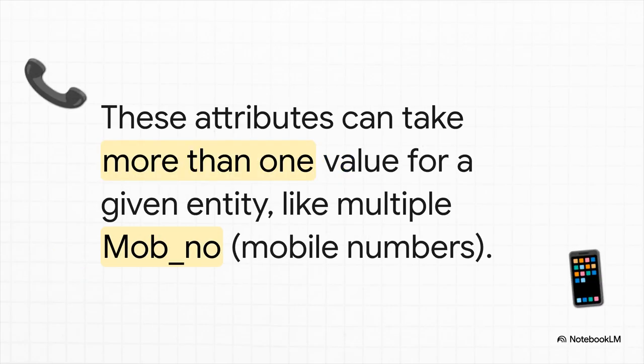Then there are multi-valued attributes. These are for when an entity can have more than one value for the same property. I mean, think about it. A person might have 2 phone numbers or 3 different email addresses, right? This attribute type lets us capture all that real-world complexity.